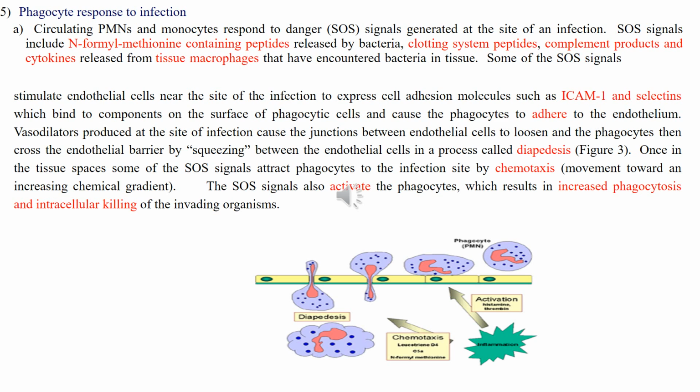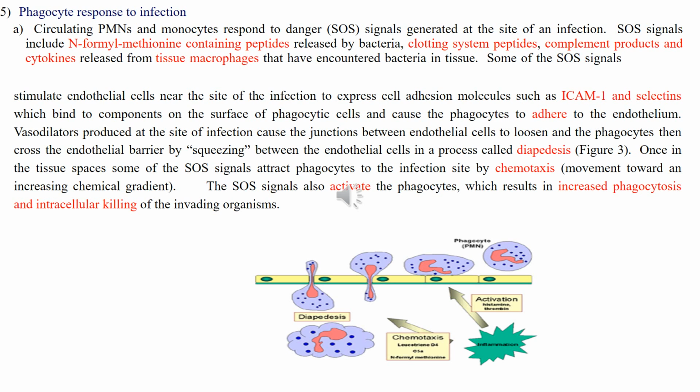Now we talk about more details on phagocyte response to infection. Circulating neutrophils and monocytes respond to danger signals generated at the site of infection. These signals include N-formyl methionine containing peptides released by the invading bacteria, clotting system peptides, complement products, and cytokines released from tissue macrophages that have encountered bacteria in tissue.